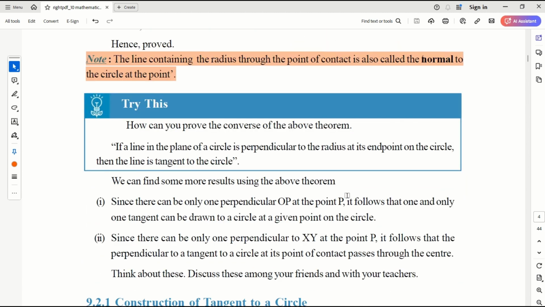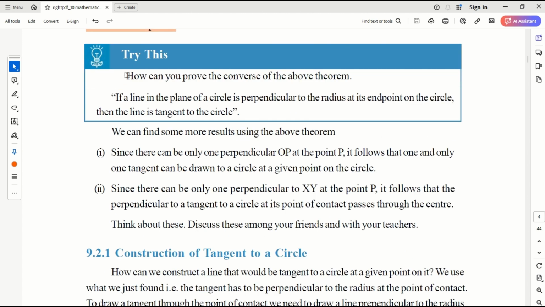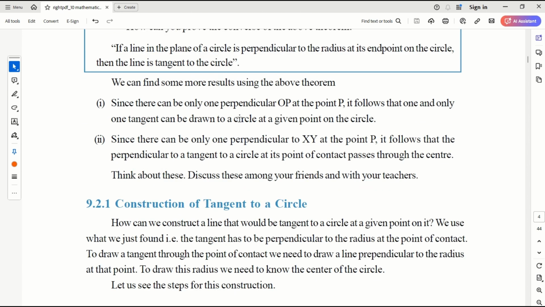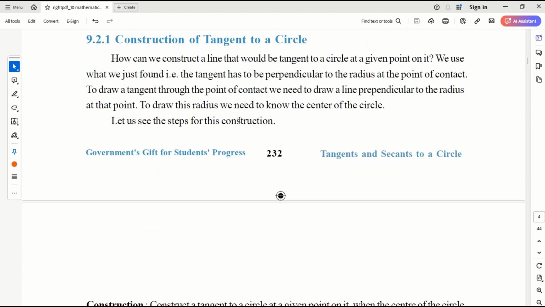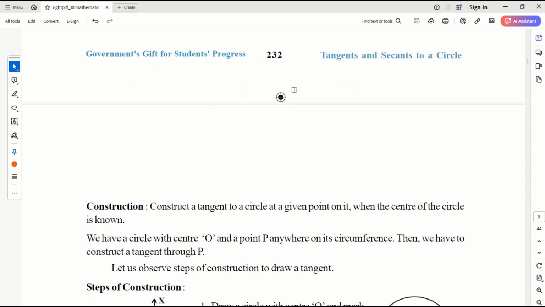Okay, now how can you prove the reverse of the above theorem? It's very easy. You can try it yourself. Okay, now how do we construct a tangent to a circle?